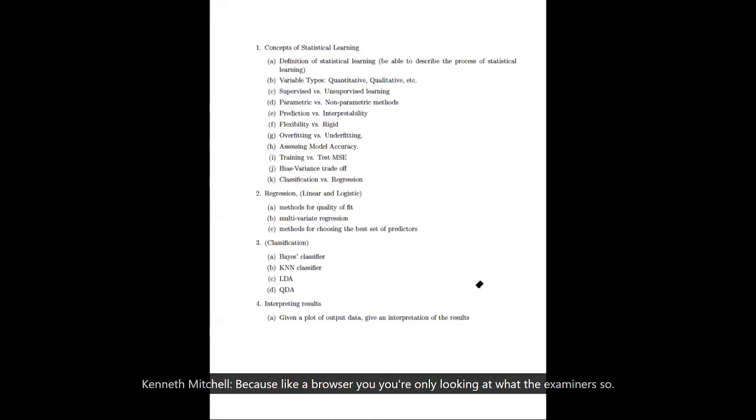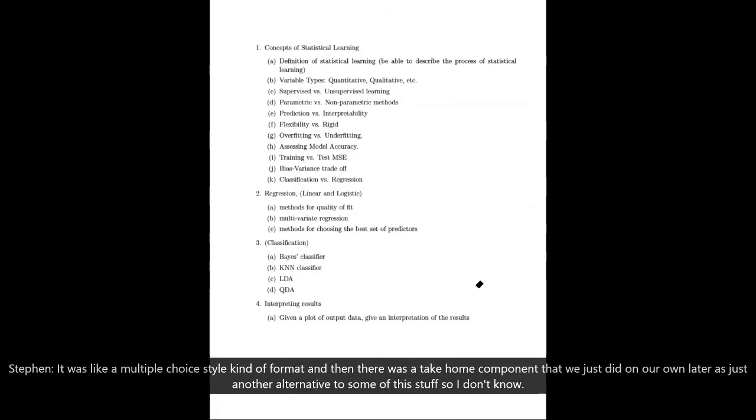So, I'll just throw this out there. In one exam that I had in another class that was conducted kind of similar to this, there was a component done in Canvas as an in-class version where the professor served as a monitor, and it was a multiple choice style format. Then there was a take-home component that we did on our own later, as another alternative to some of this. So I don't know.